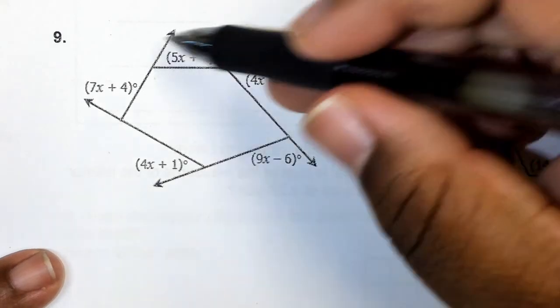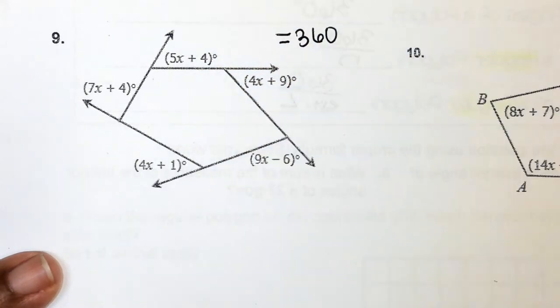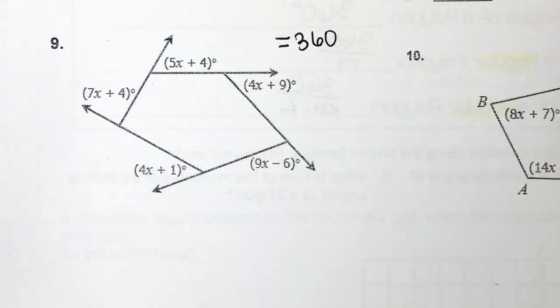Yes. All these should equal 360. So your equation is going to be all those added together equals 360. Thank you for paying attention, sir.